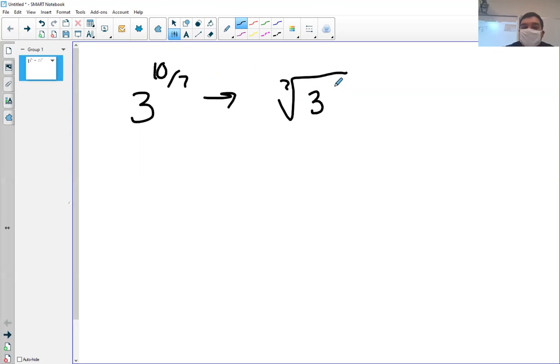Wait, I have a question. 3 to the 10th power. On the pocket, okay. Like number 2. It's on the outside, but math, it's the same thing. So it can look like this.